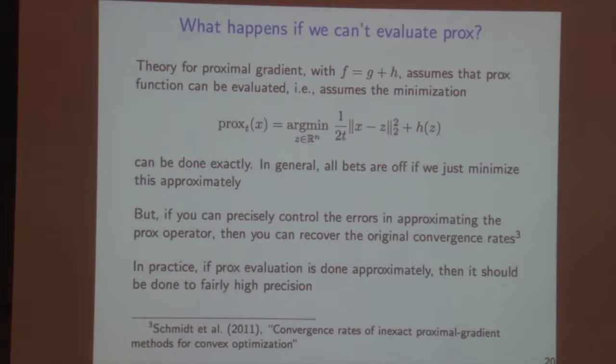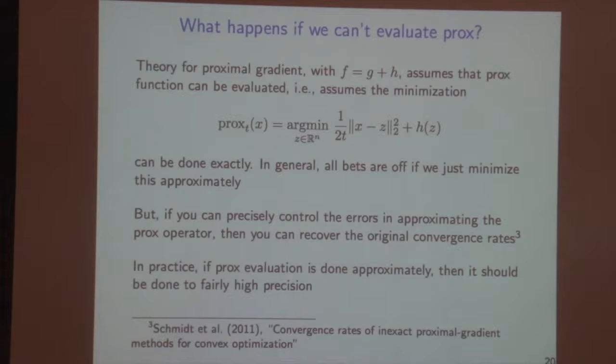What we know is that if we evaluate the prox exactly, then we get a convergence rate of 1 over epsilon. If we evaluate it approximately, then we're not really taking the right update. We may be actually taking an update that's, in some sense, noisy. We should have been taking the prox of the gradient step with respect to g, but we're taking something that's kind of off from that.